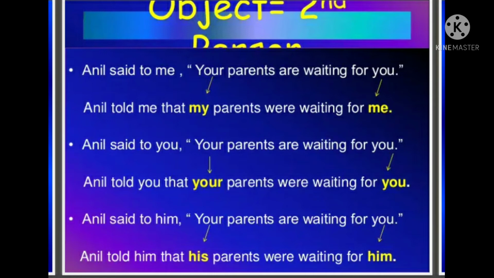Second example, Anil said to you, "Your parents are waiting for you." Anil told you that your parents were waiting for you. The third one, Anil said to him, that is a third person, "Your parents are waiting for you." Anil told him that his parents were waiting for him. So like this, with the object, the second person, you can see how changes are being made.